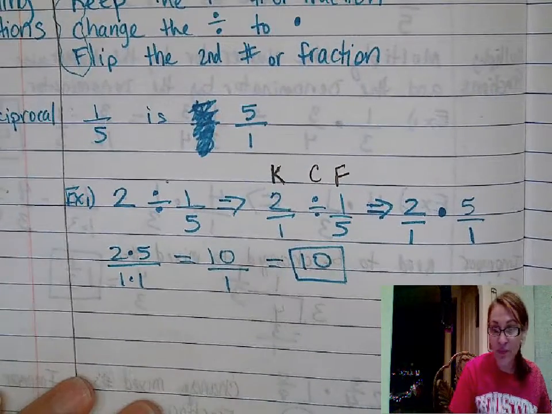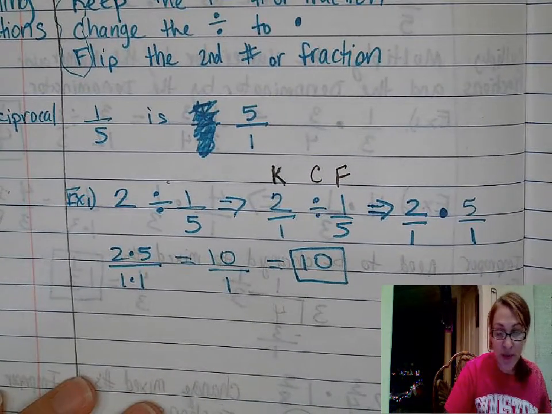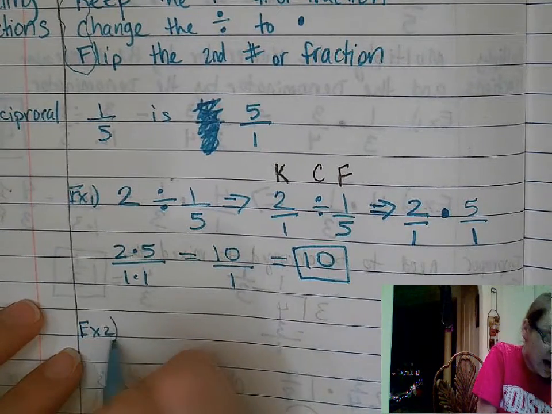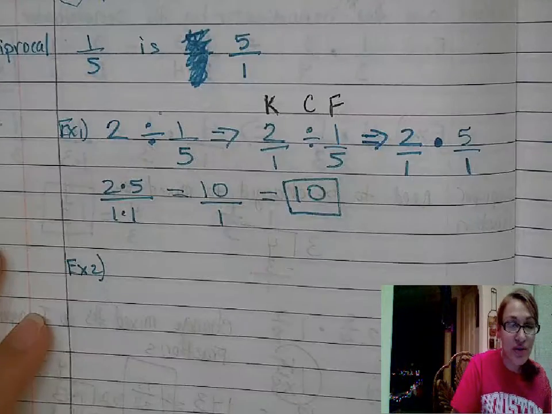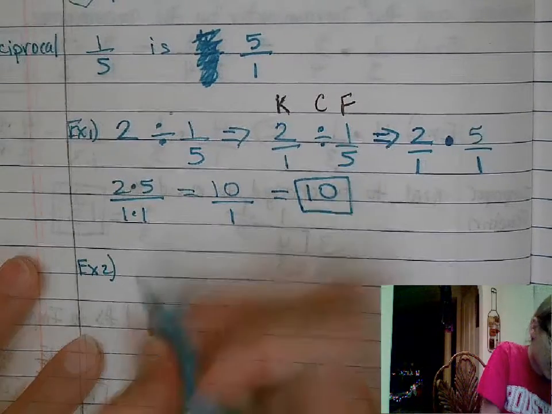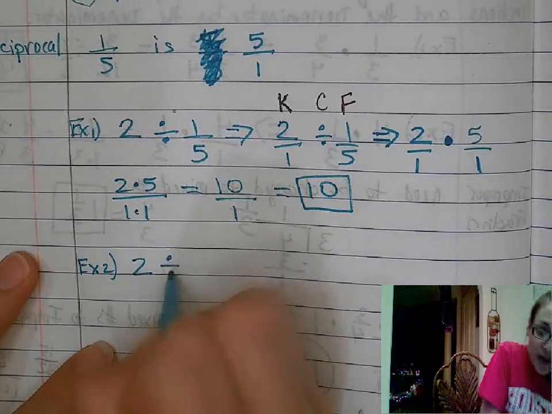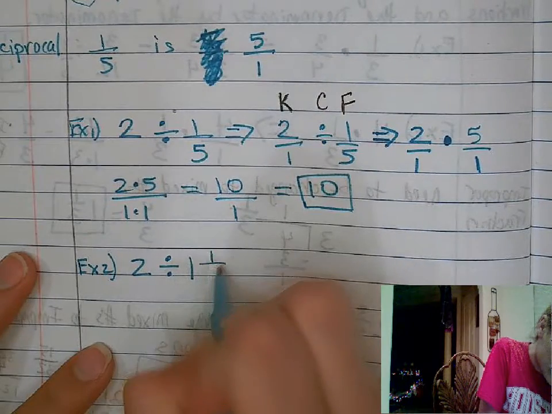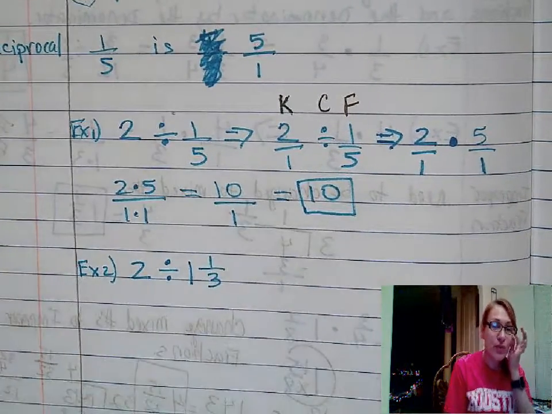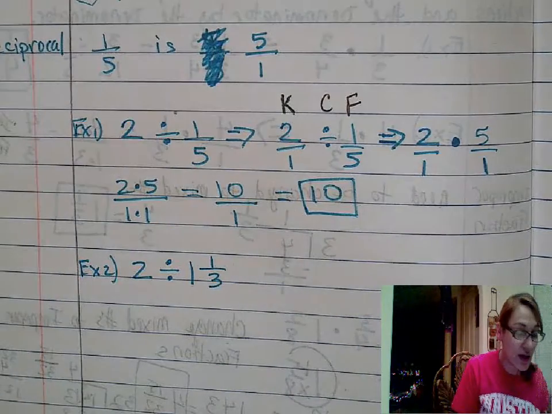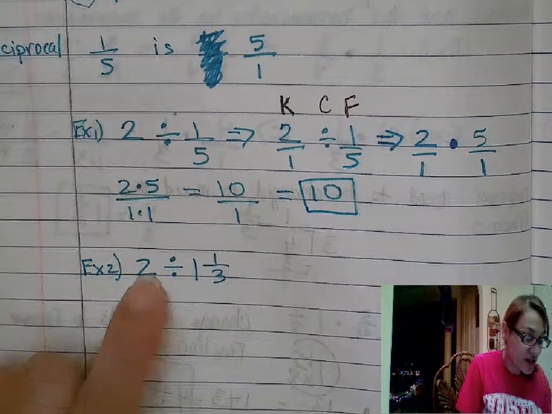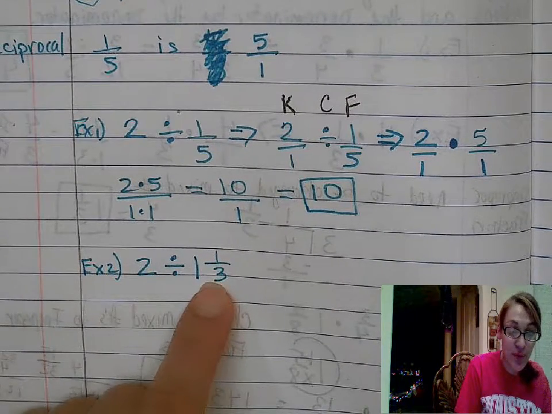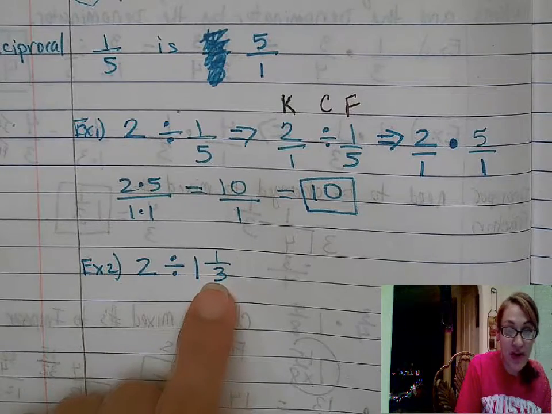Easy, right? Alright, so let's take a look at another example. Let's see what we do when we have a mixed number, because you're going to see those. So let's take a look at 2 divided by 1 1/3. Okay, so first, before we do anything, we need to take care of this and make it look like a fraction, and then we need to take care of this mixed number and make it an improper fraction, right?